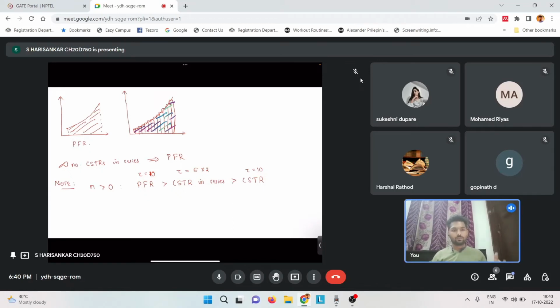Okay. Now conversely, if your order is less than 0, so if it is a negative order reaction, in that case, for example, can someone just tell me what will be the reaction rate of a negative order reaction? Just an example, does anyone know?